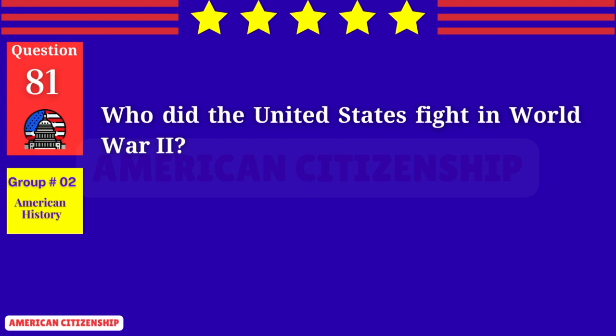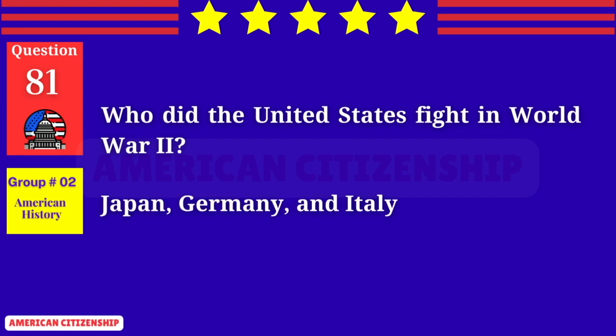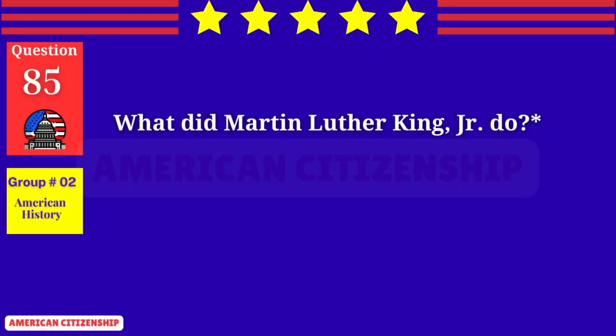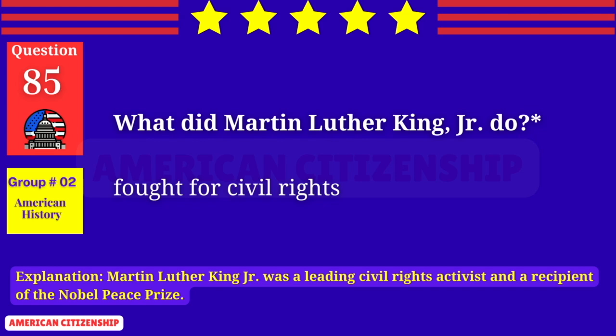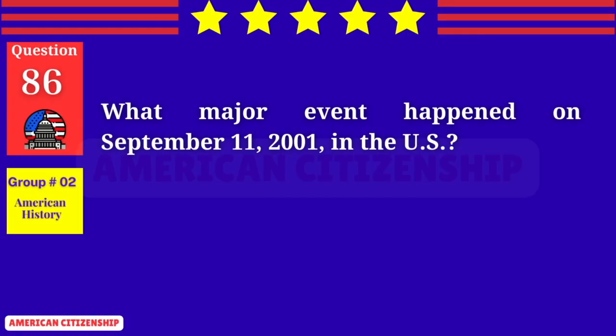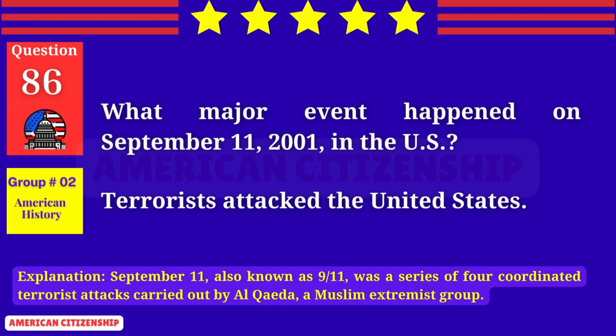Who did the United States fight in World War II? Japan, Germany, and Italy. What did Martin Luther King Jr. do? Fought for civil rights. What major event happened on September 11, 2001, in the U.S.? Terrorists attacked the United States.